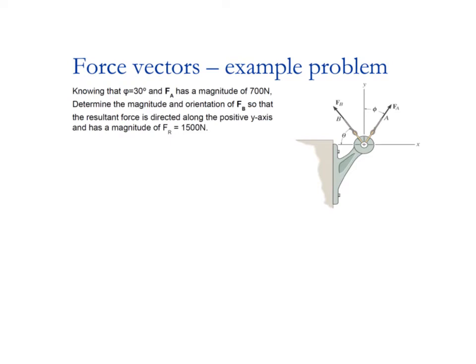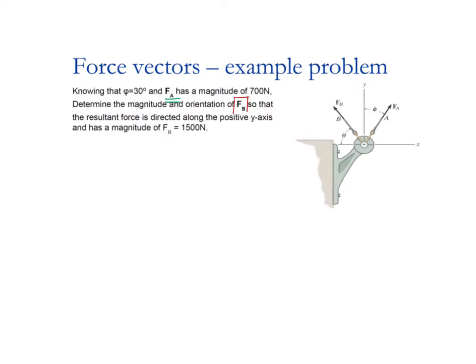Okay, so I promised I would do this problem, which I didn't have enough time for in lecture. It's a pretty simple vector addition problem. I know the magnitude and orientation of FA here. So I know this vector. And you want to know the magnitude and orientation of FB.